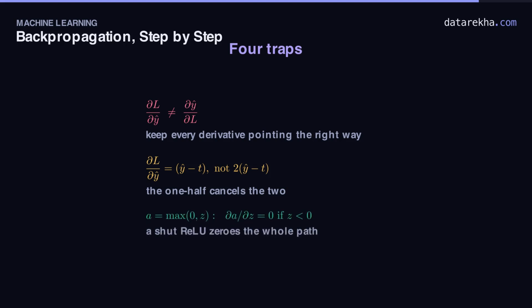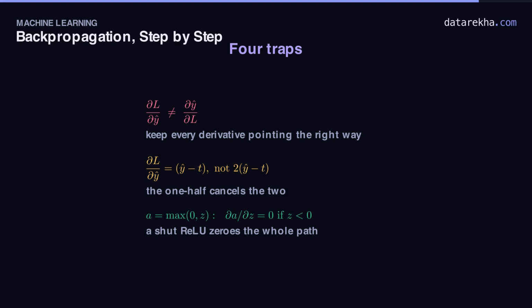Trap 3, forgetting the activation's own derivative. It is fatally easy to chain w2, then x, and simply skip the ReLU in the middle. But if z were negative, that gate is shut. Its derivative is 0, and the entire gradient along that path must collapse to 0.